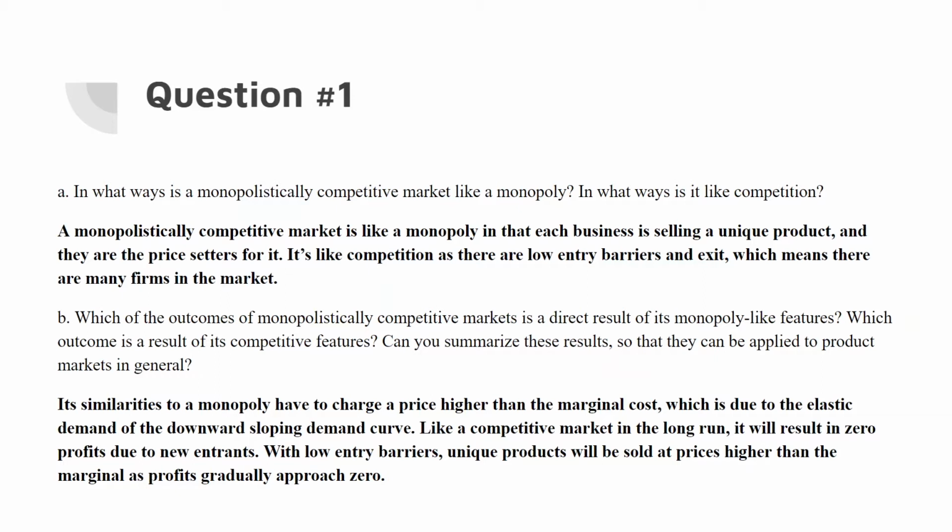With part B, its similarities to monopoly mean that the firms need to charge a price higher than the marginal cost in order to turn a profit, which is due to that elastic demand. And then, like a competitive market, in the long run, profits will run towards zero as more firms enter due to the low barriers of entry and drive the price down.